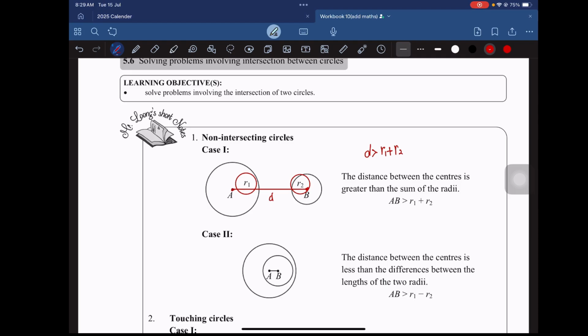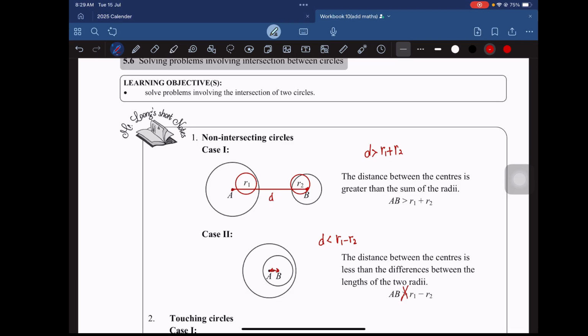Now, but also, if let's say the distance between the 2 points here, the D, AB, is less than, this is not more than, I typed wrongly, is less than your R1 minus R2, then it will be not intersecting, but inside. The circle is inside of another circle.